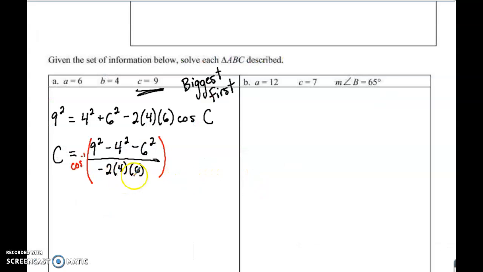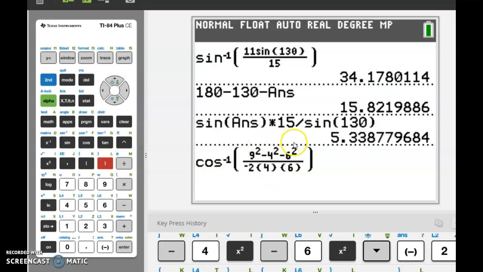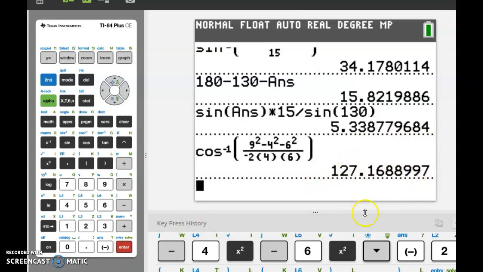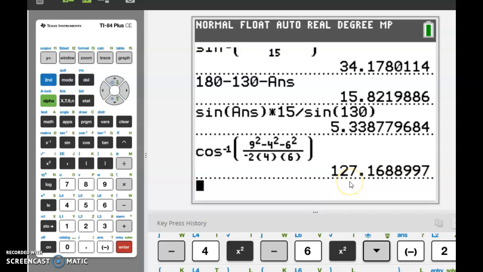Just double checking I typed that in perfectly. And you should get the right answer. This is why I would encourage you to start with the biggest angle, because it will give you an obtuse angle, 127.169.